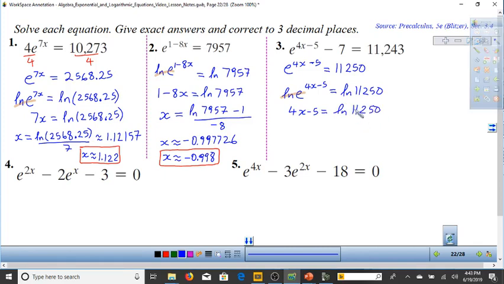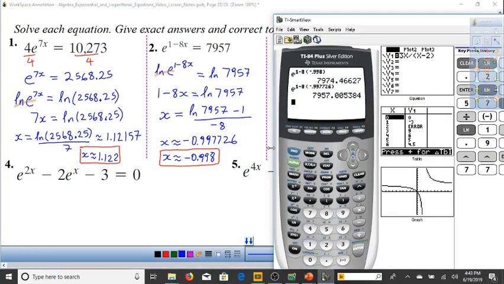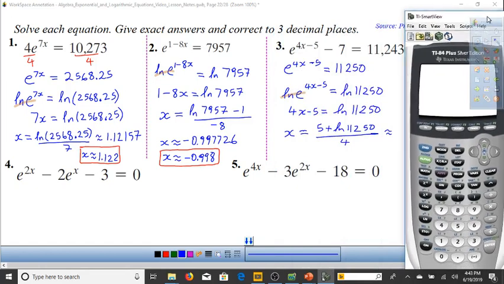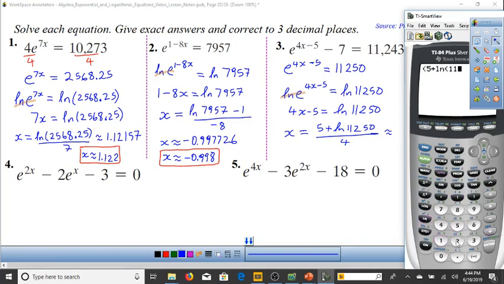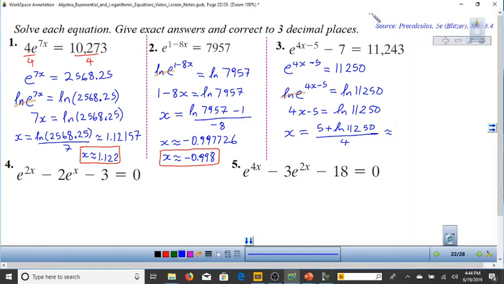So then I proceed with adding 5 to both sides and then dividing by 4. So that will give me my exact answer and then my approximate answer, which you can check on your calculator. Let's just do that right now. Open parentheses for the numerator, 5 plus the natural log of 11250, close parentheses, and then divided by 4. 3.582. And I'll leave you to check that answer.